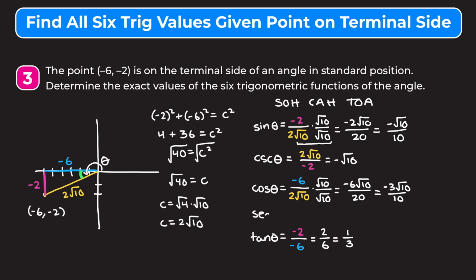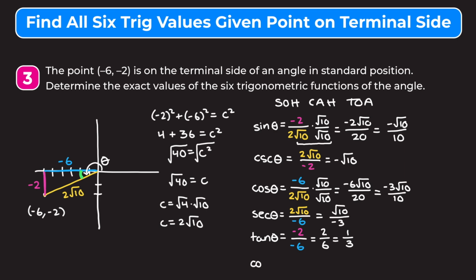Now we're going to do the secant of theta right here. We're going to flip -6 over 2 root 10. We're going to flip that upside down, find the reciprocal. So we get 2 root 10 over -6. And we want to simplify this. So we're going to divide 2 and -6 by 2. So on the top, we're just left with the square root of 10. On the bottom, we're left with -3.